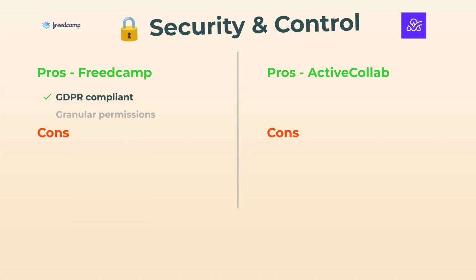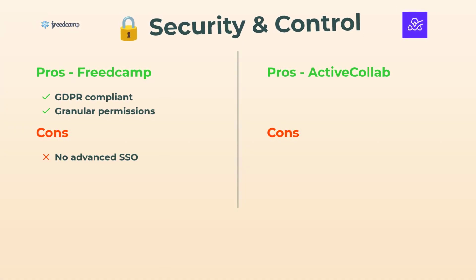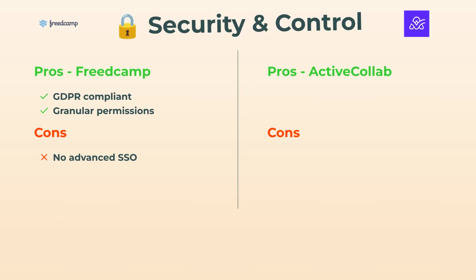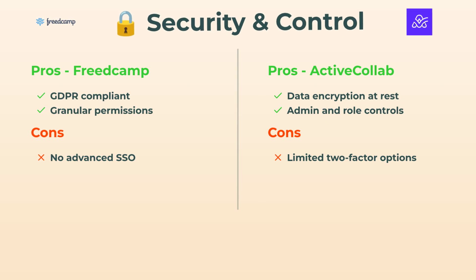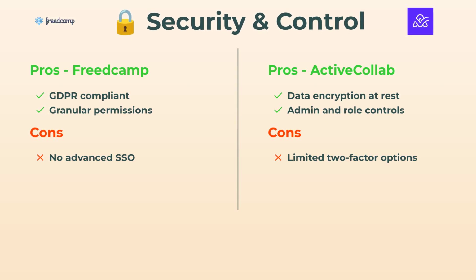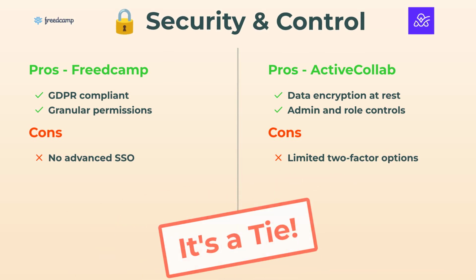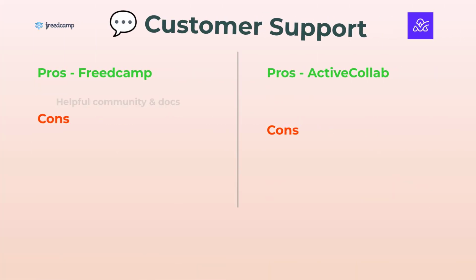Alright, so how's your data treated? Security and control? Both tools score pretty evenly here. Freedcamp checks the boxes with GDPR and granular permissions, but you won't see fancier sign-in stuff like SSO. ActiveCollab comes with encryption and cool admin controls, but only basic two-factor. So nothing super groundbreaking with either, but nothing too sketchy either. Fair tie.